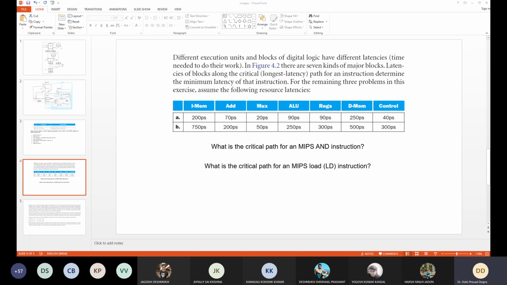Like for the first instruction, instruction memory takes 200 picoseconds, whereas for the second instruction it takes 750 picoseconds. Okay, so that includes all other things to be done for separation of the data fields and other things and everything.